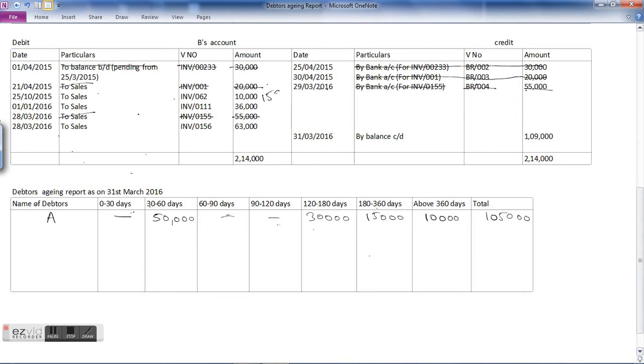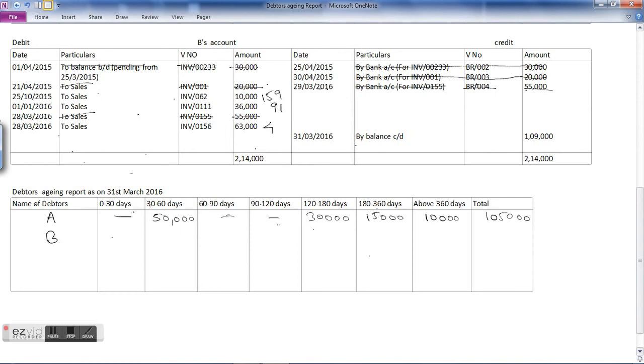Then 1st Jan 2016, invoice number 111, it is pending from 1st Jan 2016, that is 31 days of Jan plus 29 days of Feb plus 31 days of March. So that makes it how much? That makes it 91 days. Then one invoice, that is 156, is pending from 28 March, so that is pending only for 4 days. Okay, so now we'll break it up.